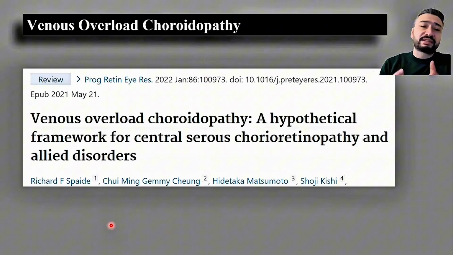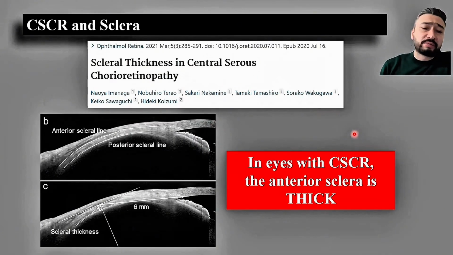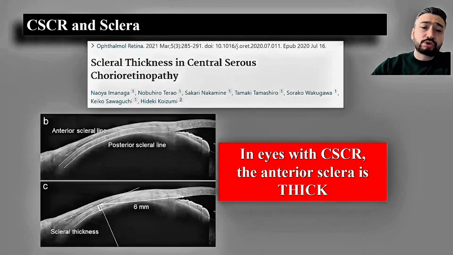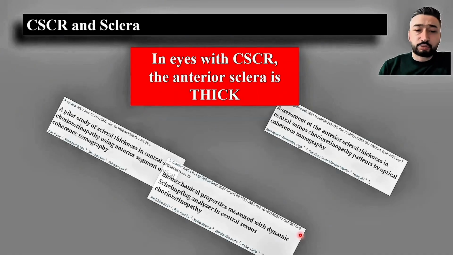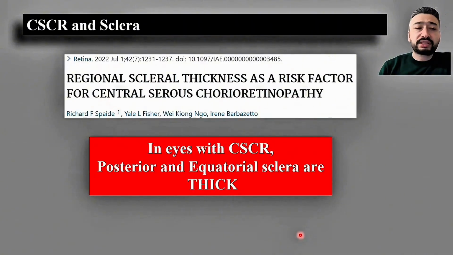He stated that there was an overload in the vortex vein system, and when searching for the culprit, it occurred to him that the sclera might be to blame, because the vortex veins were emerging from the sclera in an oblique fashion. The first study by the Japanese researcher Imanaga showed thick anterior sclera in central serous chorioretinopathy patients. Later, several more studies supporting this followed. And Spaide also showed that the posterior and equatorial sclera are thicker in patients with central serous chorioretinopathy.